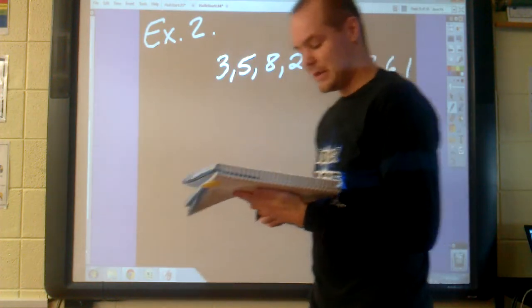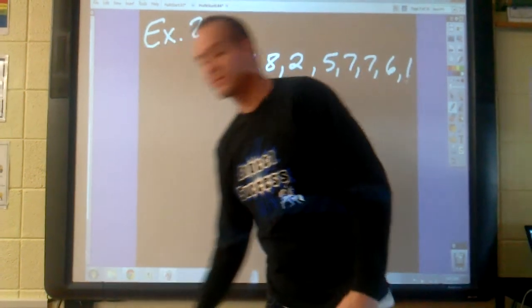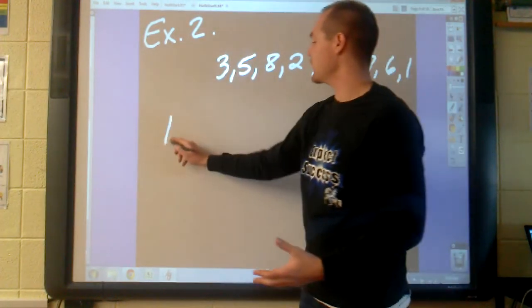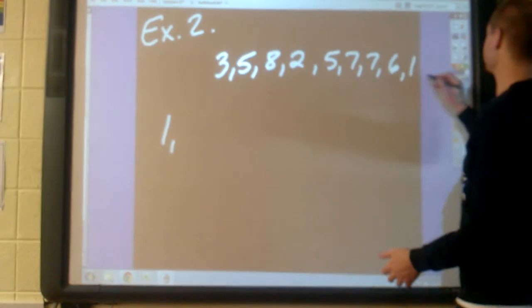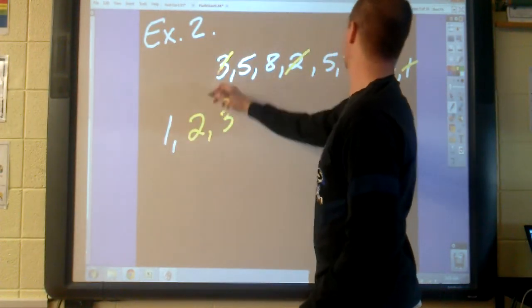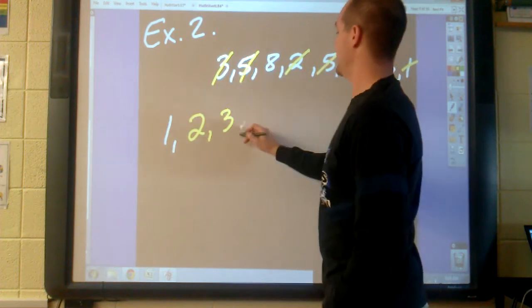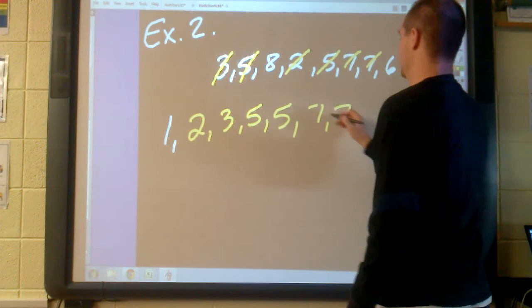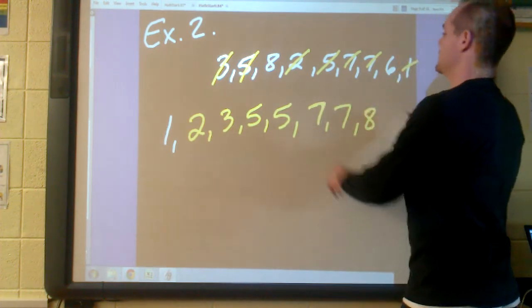Now we need to find the median or the middle number. Okay, what is the median of this set of data? Well, first we have to organize it from smallest to greatest. And I have a 1. I have a 2. I have a 3. 2 5s. I have 2 7s. And I have an 8.